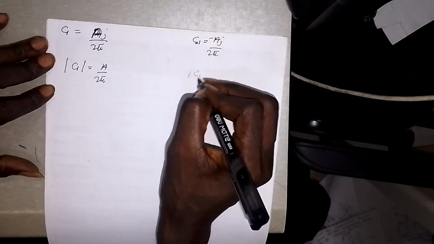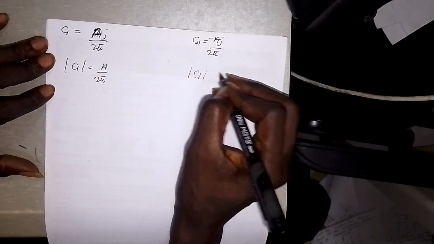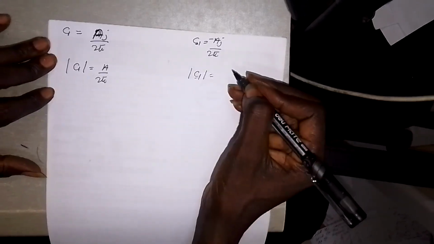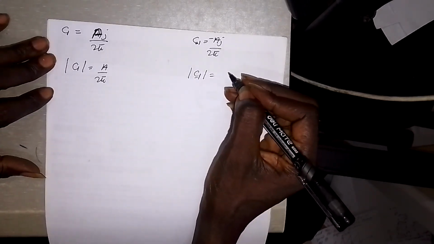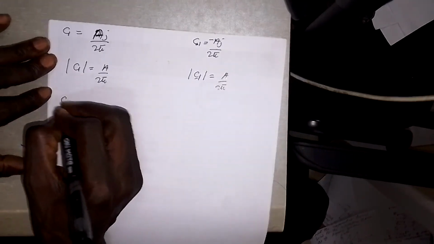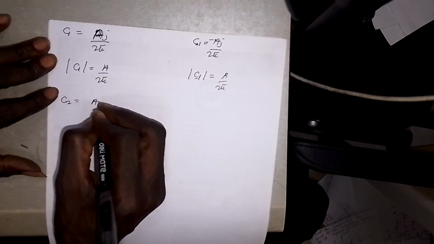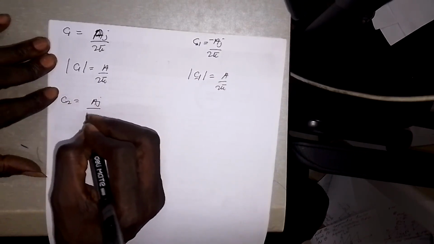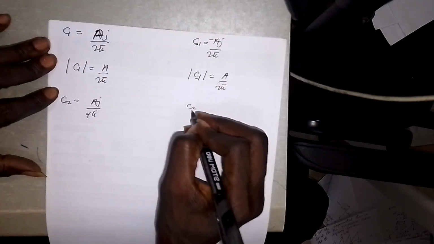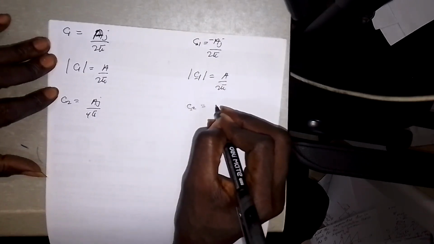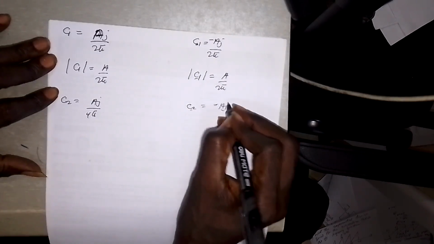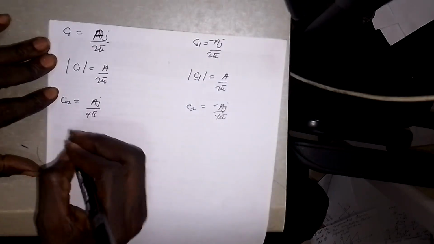And mod C1 minus will also be the same thing, A over 2 pi. So if we have C2, it is going to be Aj over 4 pi. And then C2 minus is going to be minus Aj over 4 pi.